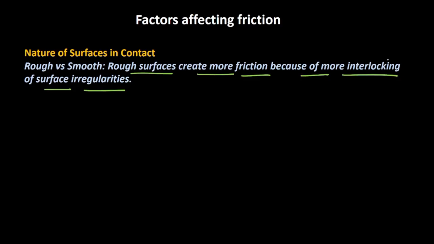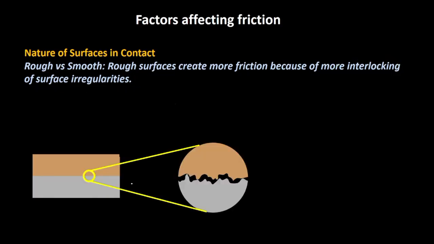Let's try to understand what we mean by the interlocking of surface irregularities. Let's say these are the two surfaces, surface number 1 and surface number 2, and let's say surface number 1 is trying to move over surface number 2. So when it is trying to move, there would be a relative motion between these two, and because of the relative motion, the force of friction will come into picture. Now the reason the force of friction comes into picture is because of the irregularities between these surfaces.